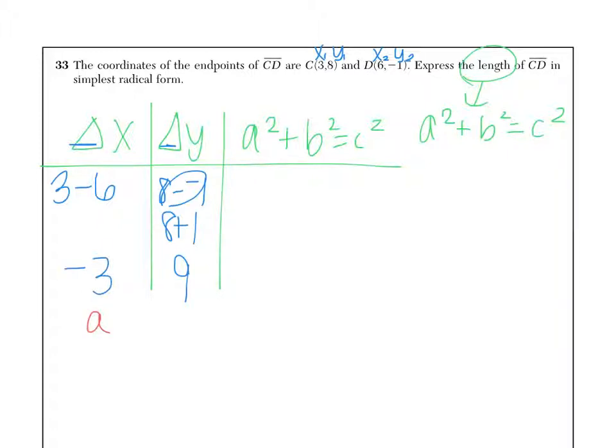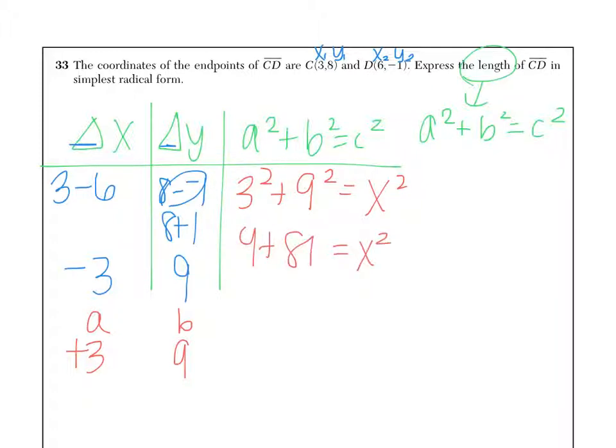This -3 is going to get plugged in for A, and B will be 9. But because we're plugging into Pythagorean Theorem and things get squared anyways, we can just say that A is going to be +3. Because if I were to square -3, that would still give me 9. If I were to square +3, that would still give me 9. It doesn't matter whether it's positive or negative because squaring changes the sign. So we have 3 squared plus 9 squared equals, say, x squared. We're trying to find the length. So we have 9 plus 81 equals x squared.